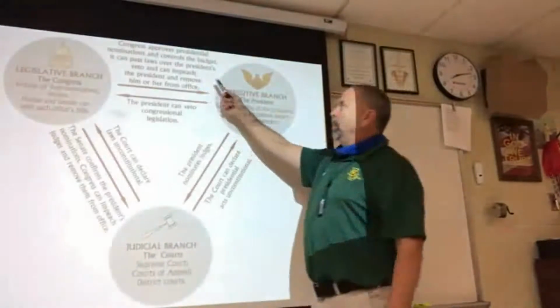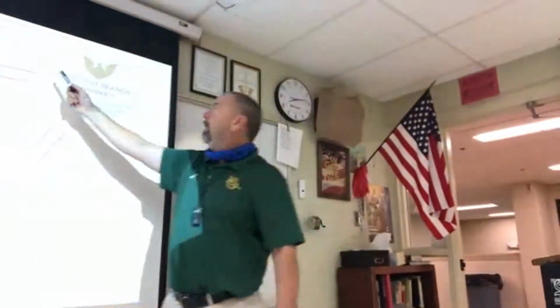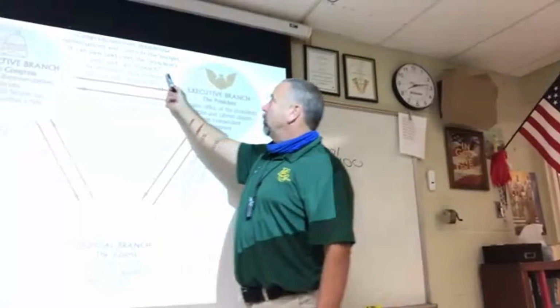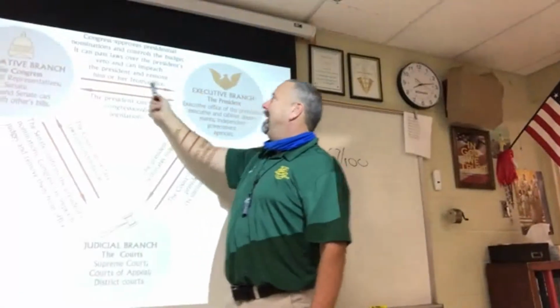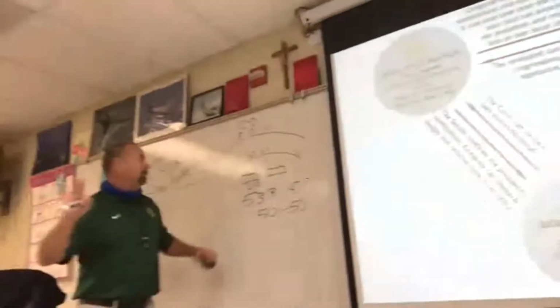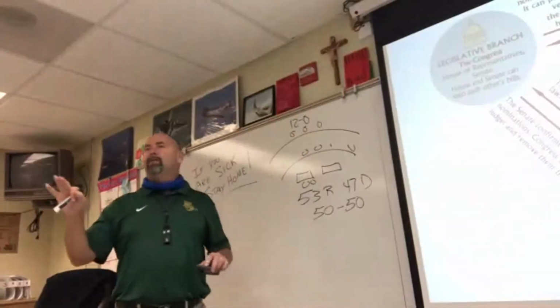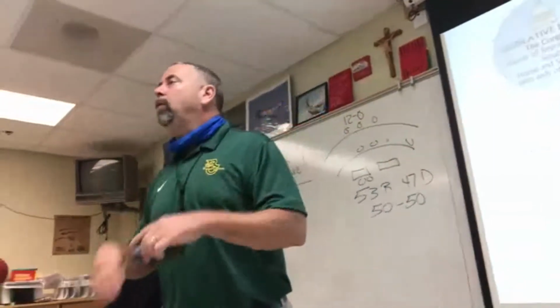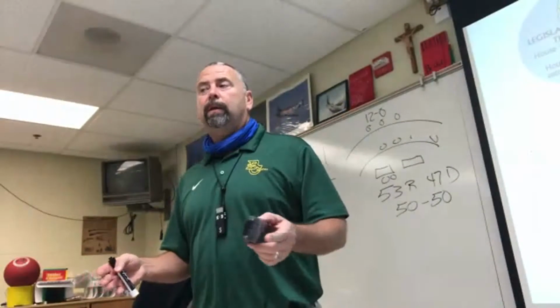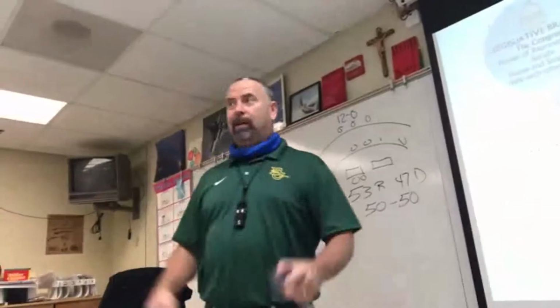Congress approves presidential nominations. We just talked about that. The Senate controls the purse. It can pass laws over the president's veto and can impeach the president. Now, if you paid attention to the impeachment of Donald J. Trump, he is the third president to be impeached. None of the presidents who have been impeached have been removed from office. So impeachment just means to formally accuse somebody of doing something wrong. That's done by the House, and then the Senate has to convict. And guess what? You need 2/3 to convict.